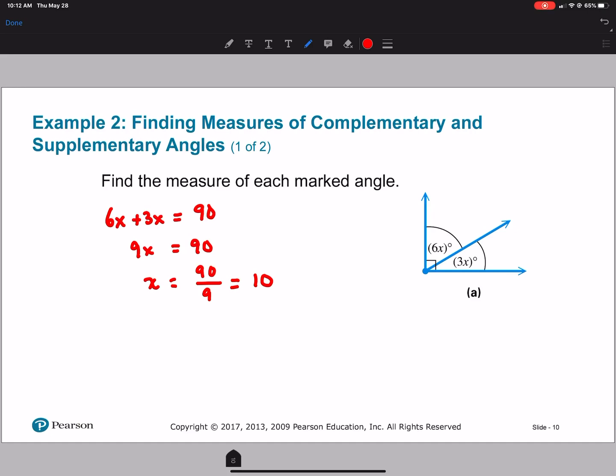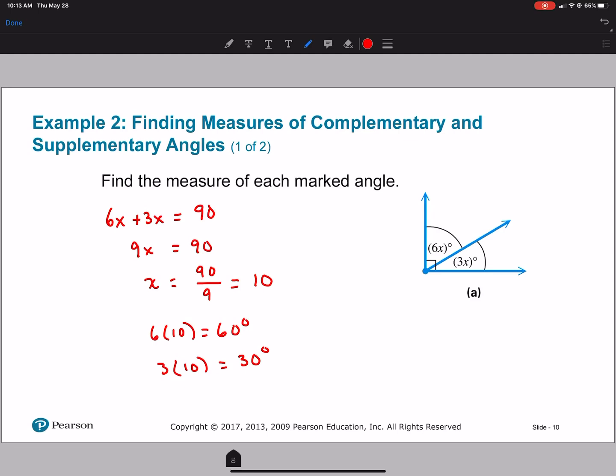Now, we're not done because we still need to find what the degrees are for both. So we basically have 6 times 10, which gives us 60 degrees. Then we have 3 times 10, which gives us 30 degrees. So just make sure when you're doing this, you finish it and tell me what the actual measurements of the angles are.